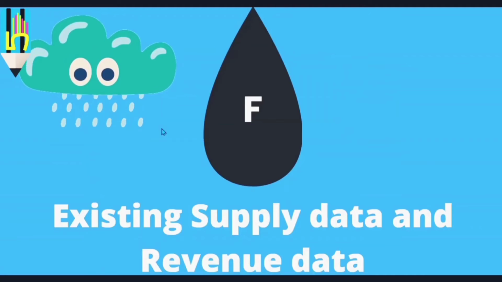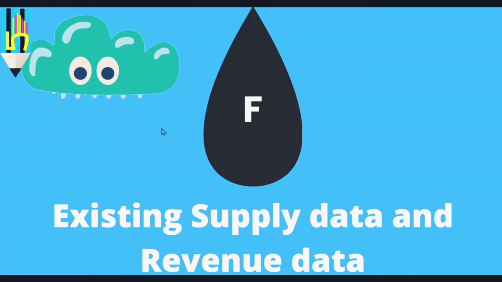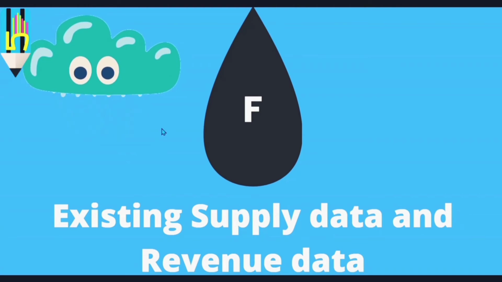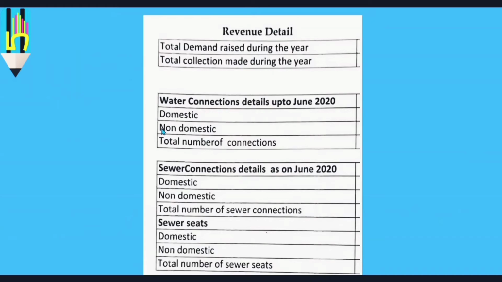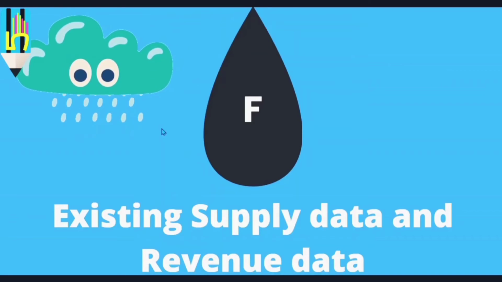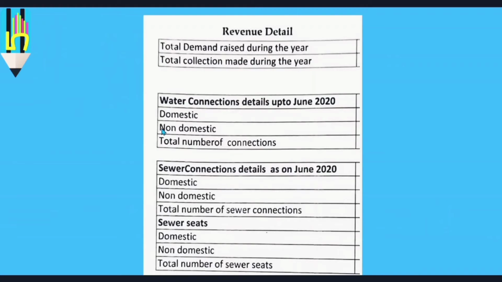Moving on to the next point, the existing supply data and the revenue data. Now, why do we need to know about the existing supply data and the revenue data? The existing supply data tells us what the total demand of the place is, and how much of that is getting fulfilled. Because if somebody has given you a contract to build a water supply network in that place, it means there is a shortfall between demand and supply. So you need to calculate that, and for that you need existing supply data as well as existing demand data. So these things you can generally get.